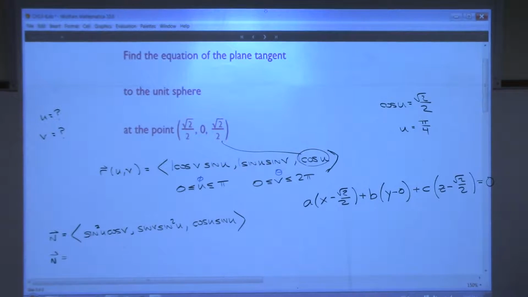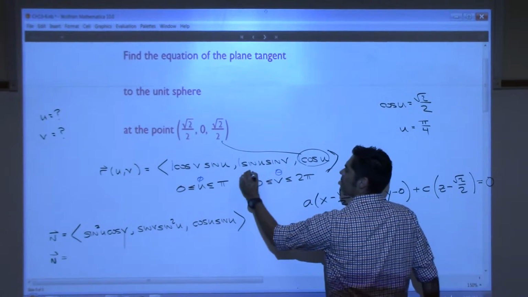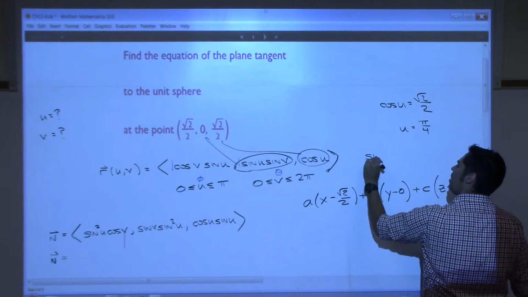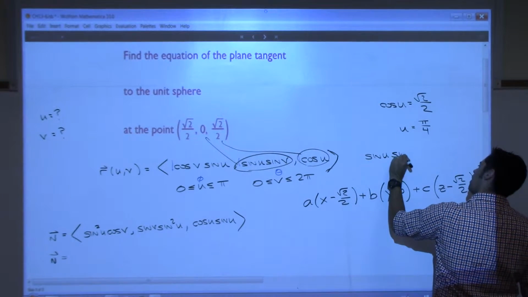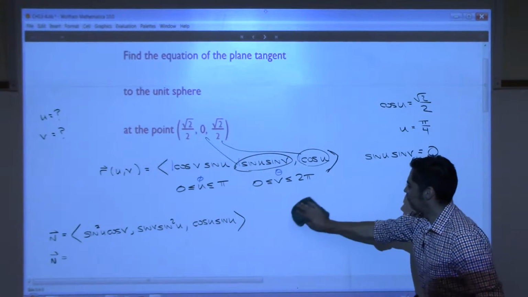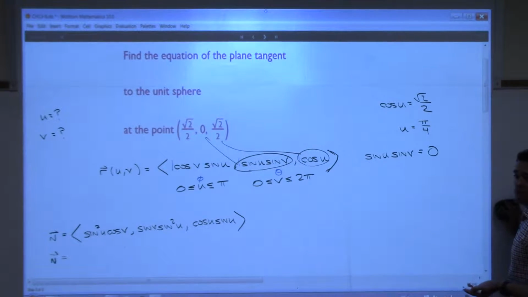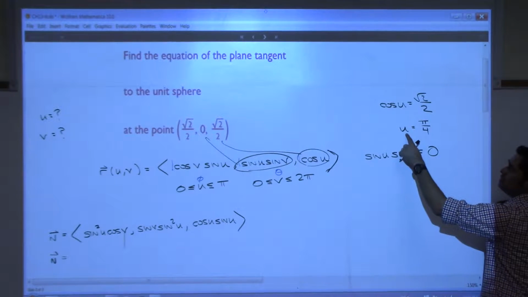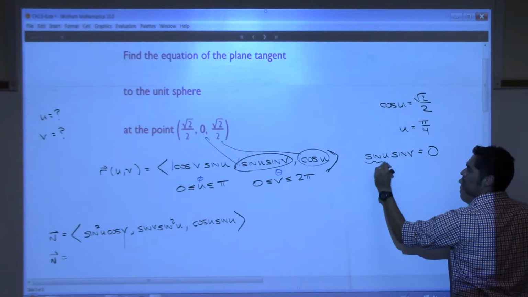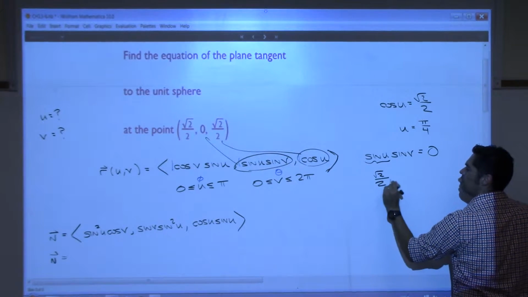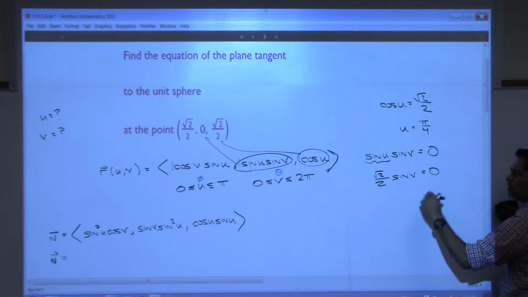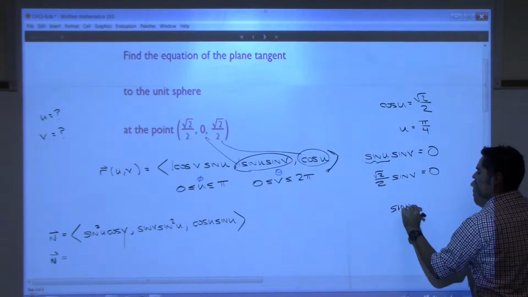Okay, let's look at this one right here. This has to be equal to that. So I must have that sine u times sine v must be 0. But I know what u is, right? U is pi over 4. What's sine of pi over 4? This is root 2 over 2. Sine v must be 0. Divide both sides out. You have sine of v must be 0.